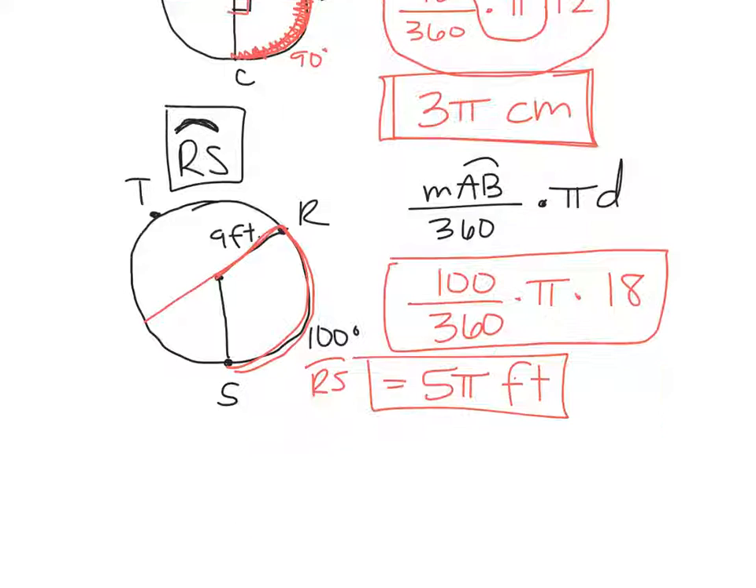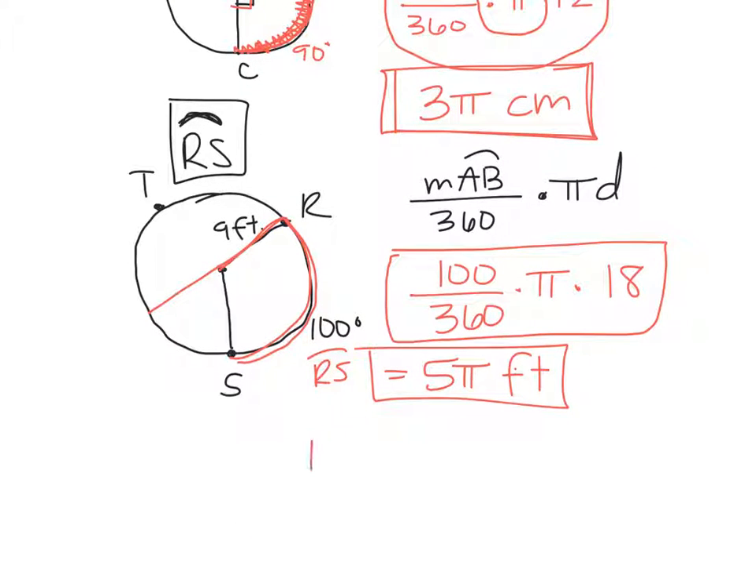What if they said instead, we want RTS? Which arc is that?